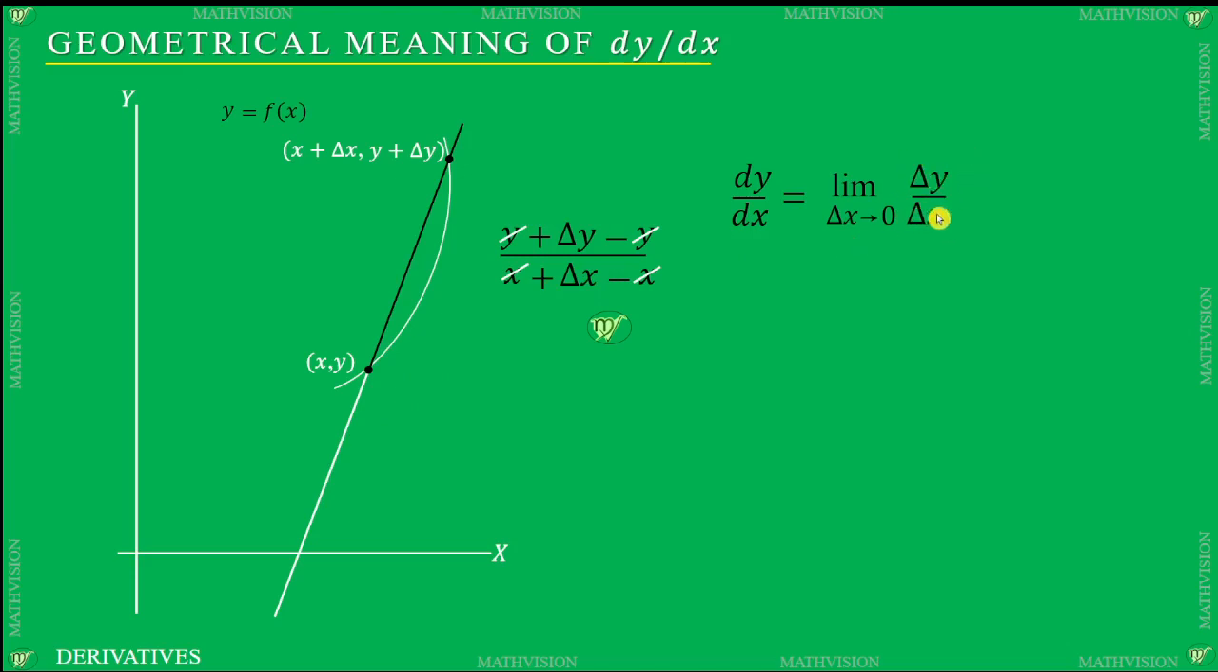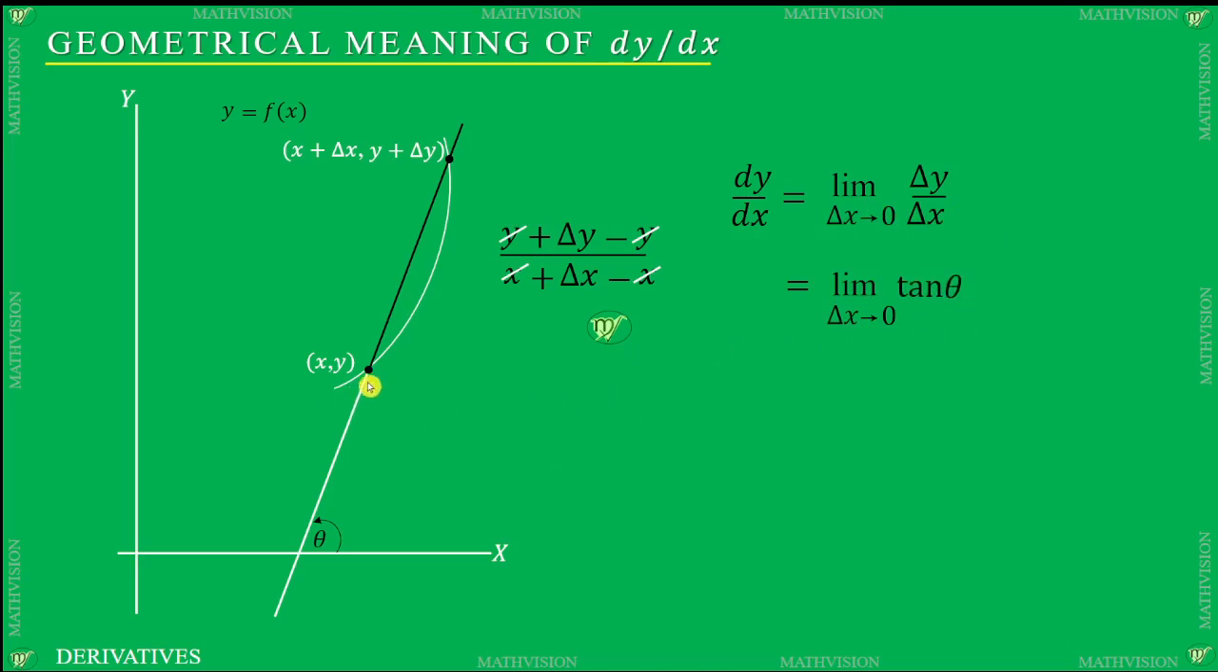Now we can replace delta y by delta x by the slope of the line. If the line makes angle theta with the x-axis, then the slope of the line is also given by tan theta. So delta y by delta x can be replaced by tan theta. So we get the limit as delta x tends to 0 of tan theta.